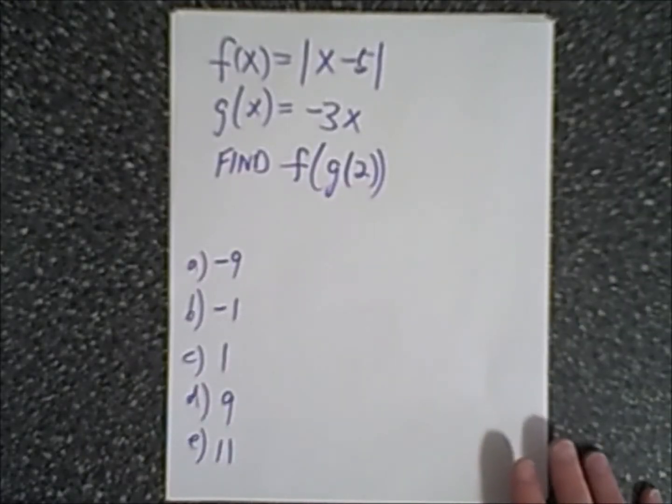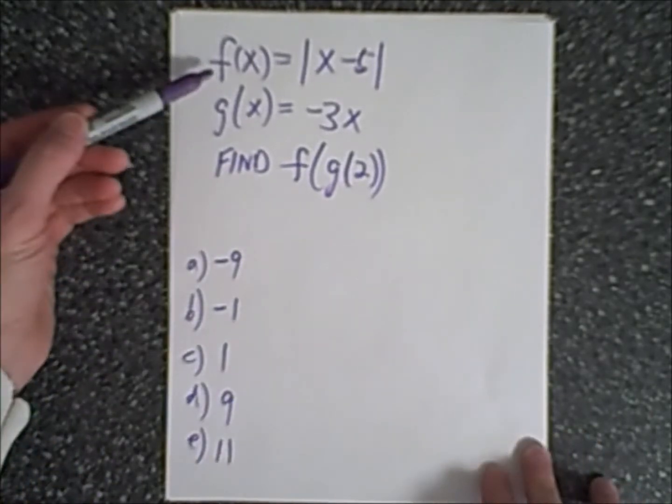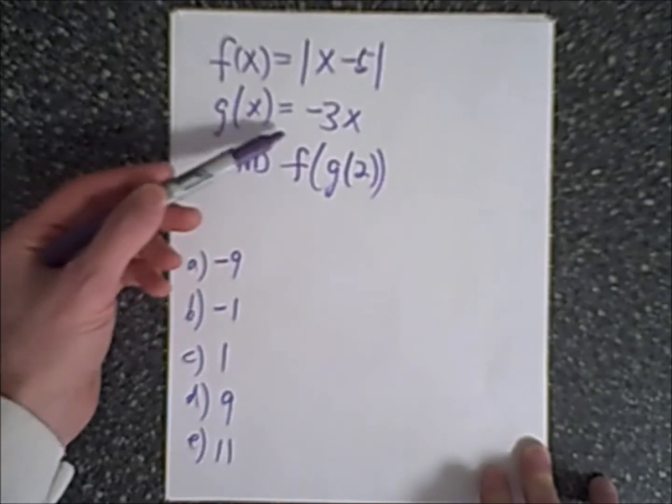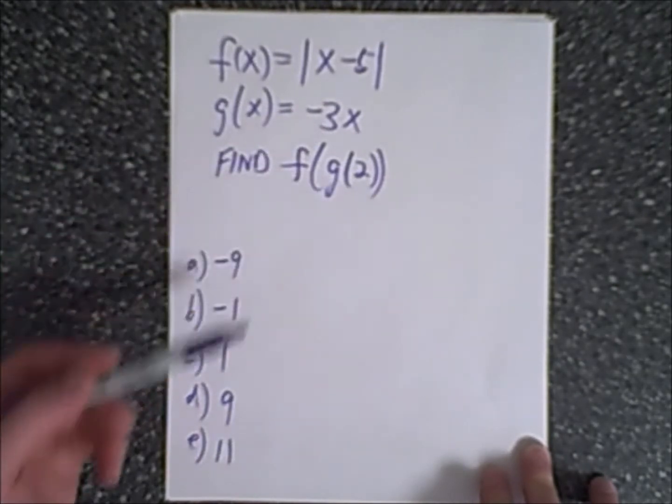Okay, here we go. 5 more questions. Here's the first question. We have two functions. f of x equals the absolute value of x minus 5. g of x equals negative 3x. And they want us to find f of g of 2.